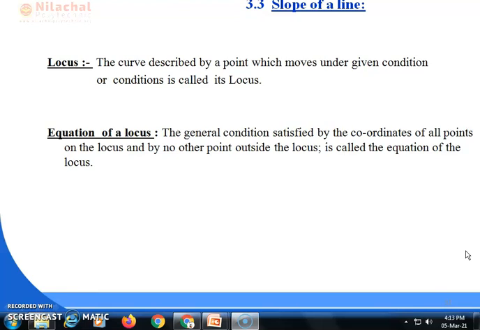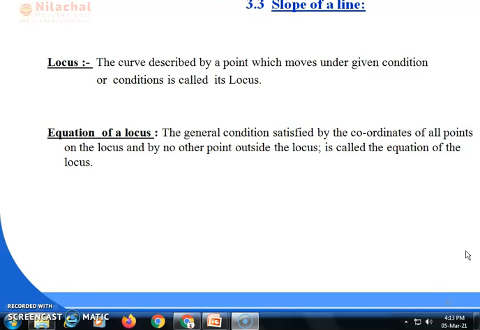So, slope of a line. First of all, we talk about locus. What do you mean by locus? Locus means the curve described by a point which moves under given condition or conditions is called its locus. We can say it in another way: if a point moves according to some given geometrical conditions, then the path traced out by the moving point is called its locus.